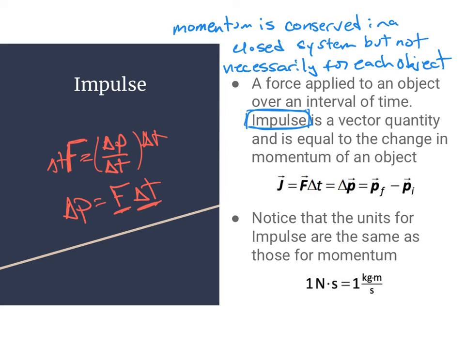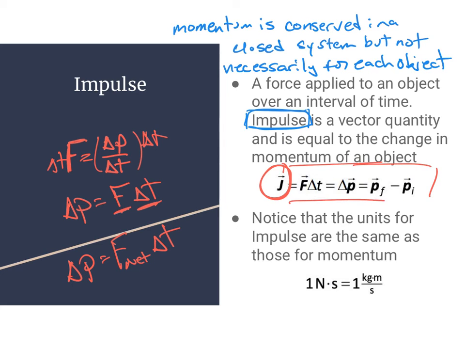And actually, I want to be a little bit more specific about that. This change in momentum is equal to F net times delta t. So it's equal to the net force times change in time. We also call that value impulse, which is symbolized with a capital J. So here we have this nice string of equalities. The impulse is equal to F delta t, which is equal to delta p, or change in momentum, which is equal to final momentum minus initial momentum. And this is, again, for individual objects.